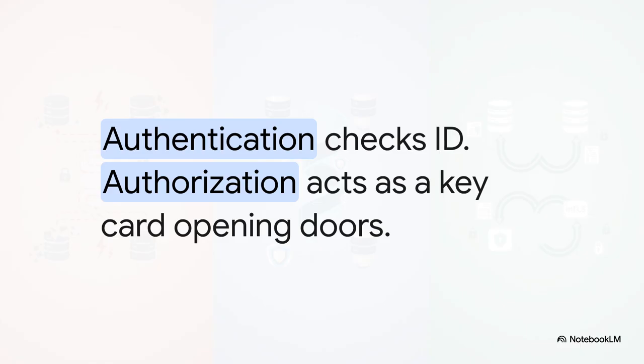In gRPC, this is usually token-based, like sending a JWT metadata header with each request. But just because the guard let you in doesn't mean you can go anywhere you want. Authorization is your keycard opening specific doors. That part is usually handled by a server-side interceptor that checks if your authenticated identity actually has the permissions to execute that specific RPC method.